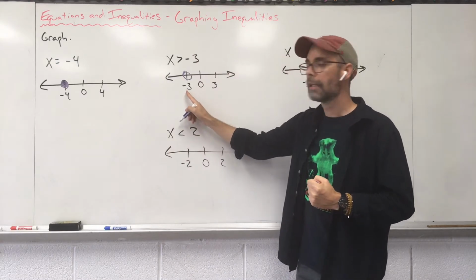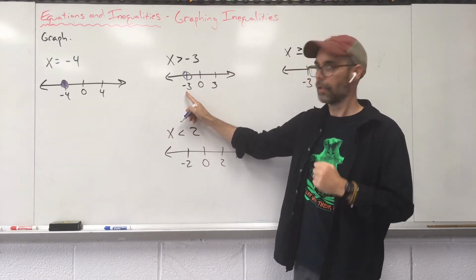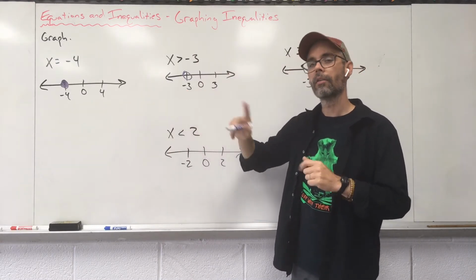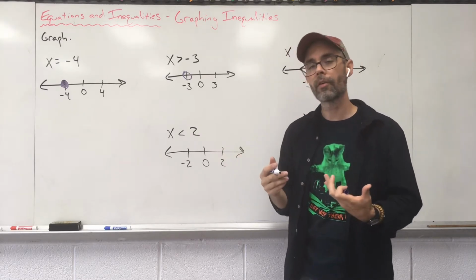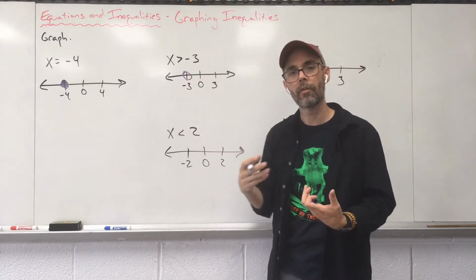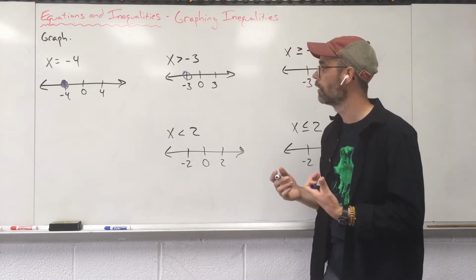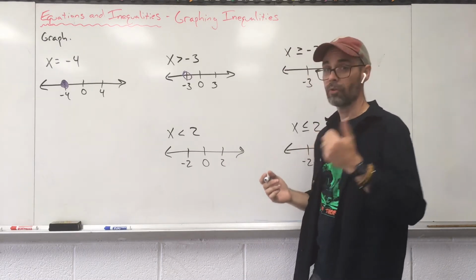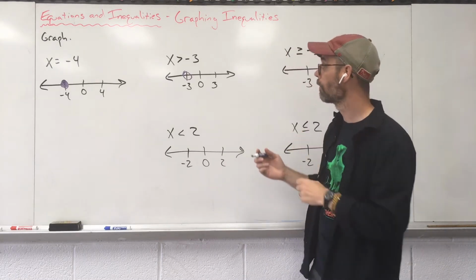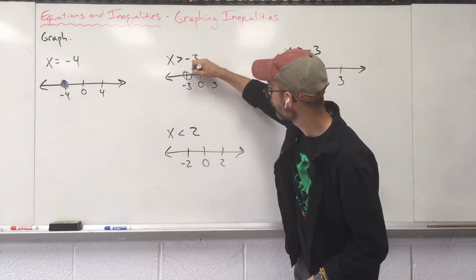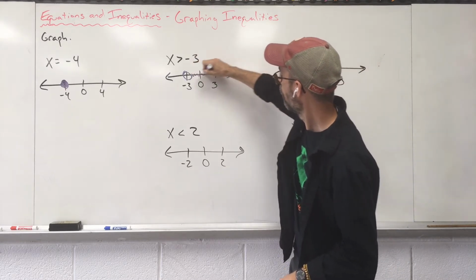Here we're saying everything bigger than -3. It's not -3, it's other numbers. Well, what's another number that's greater than? What's another number that's larger than -3? -2, -1, 0, 1, 2, 3, 4, 5. All of those numbers over this direction.